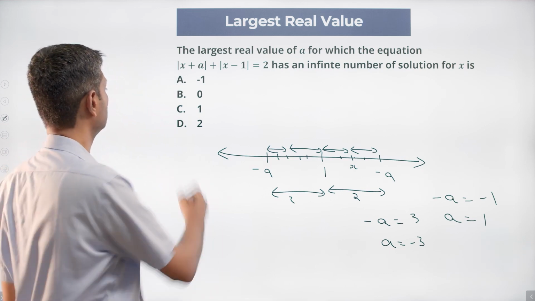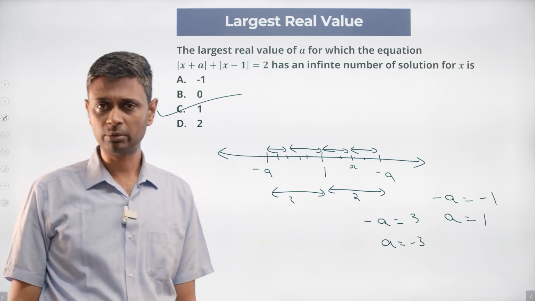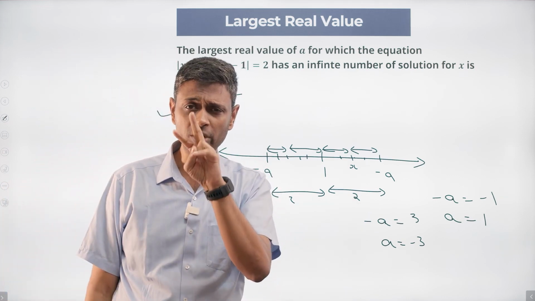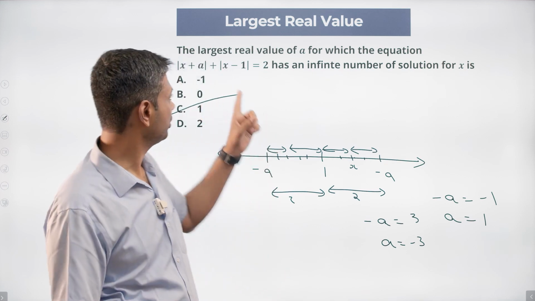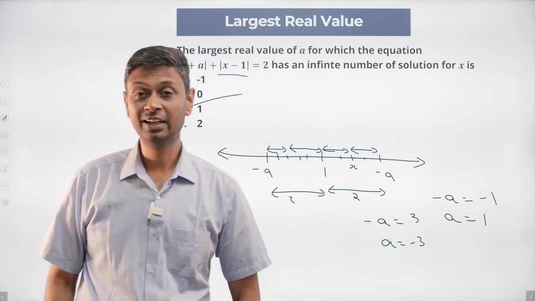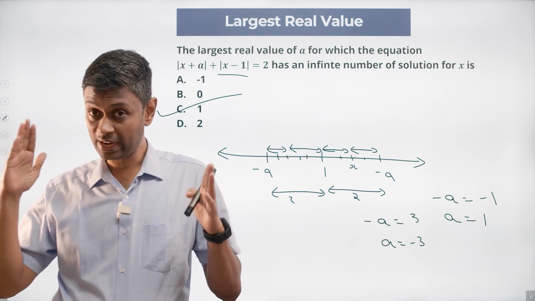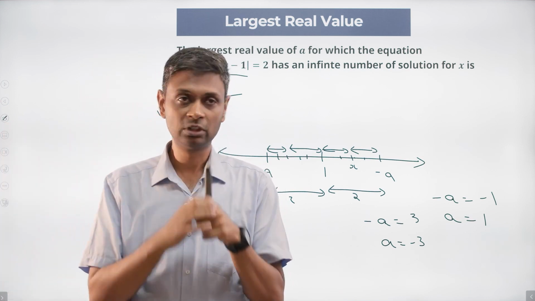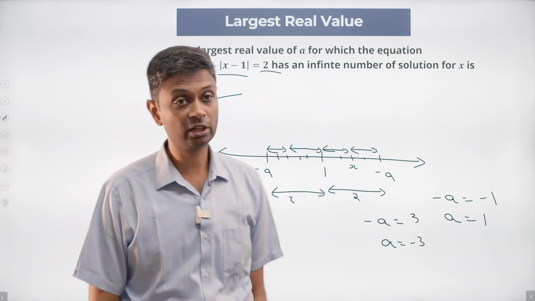Largest real value is 1. Minus 3 is not available. 1 works. So we are basically looking at a to be 2 units from 1. The distance between x and 1 is given. If 1 and a were 2 units apart, then x can be anywhere in between. This will hold good. We'll have an infinite number of solutions.